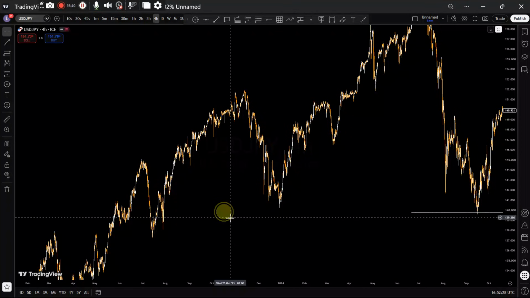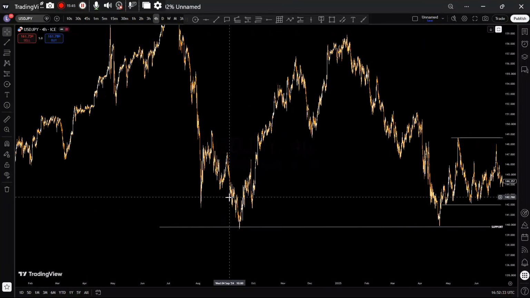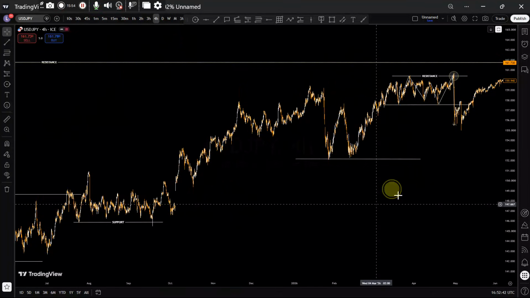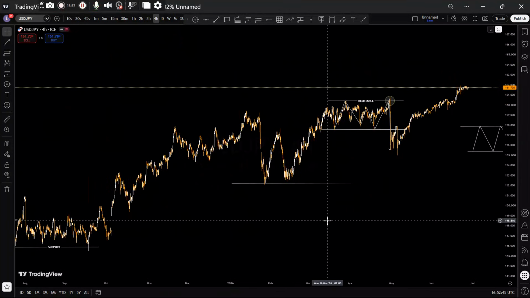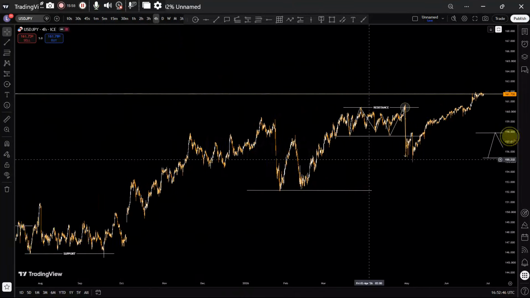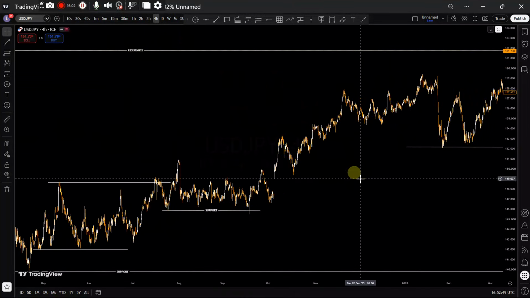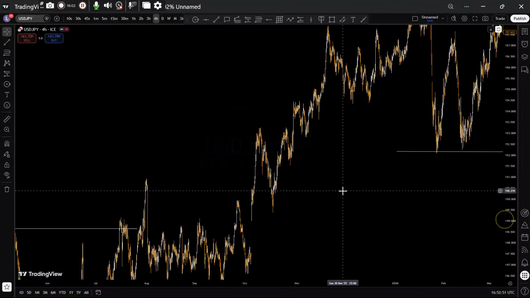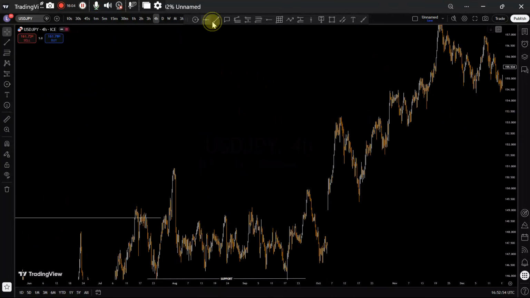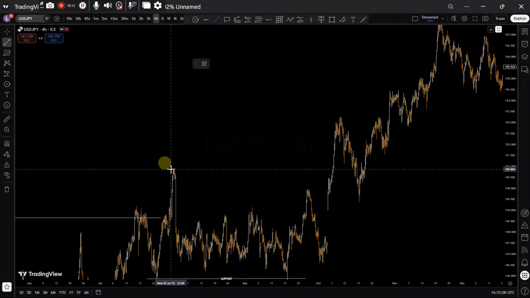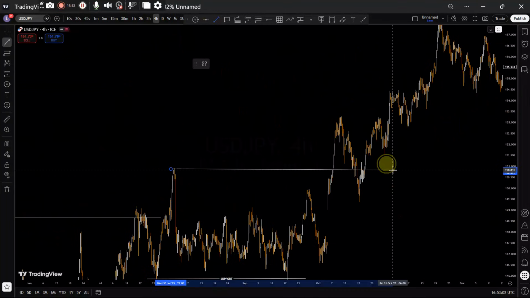So sometimes when the market breaks, you have something like this. Let's use an example here. Now, this was our zone. This was our resistance zone at this point. Let's pick here.